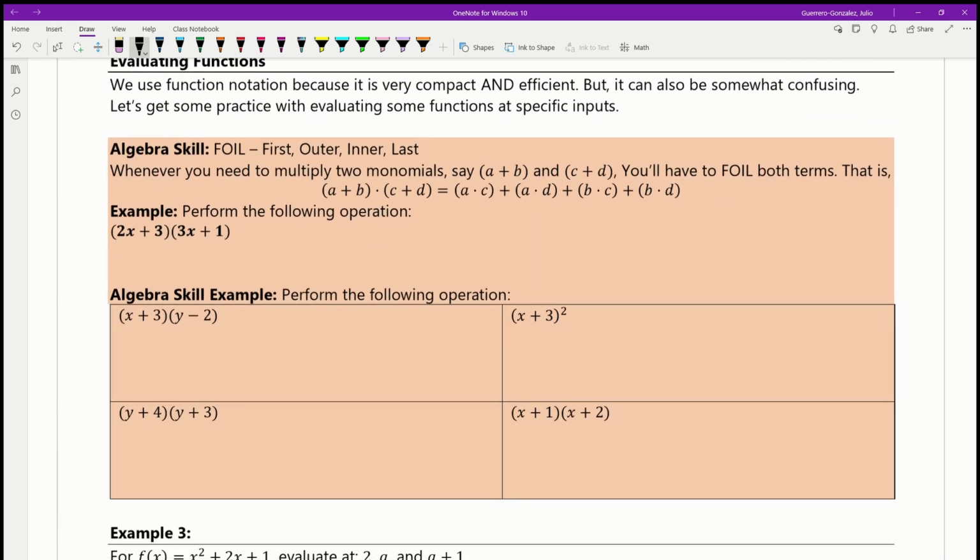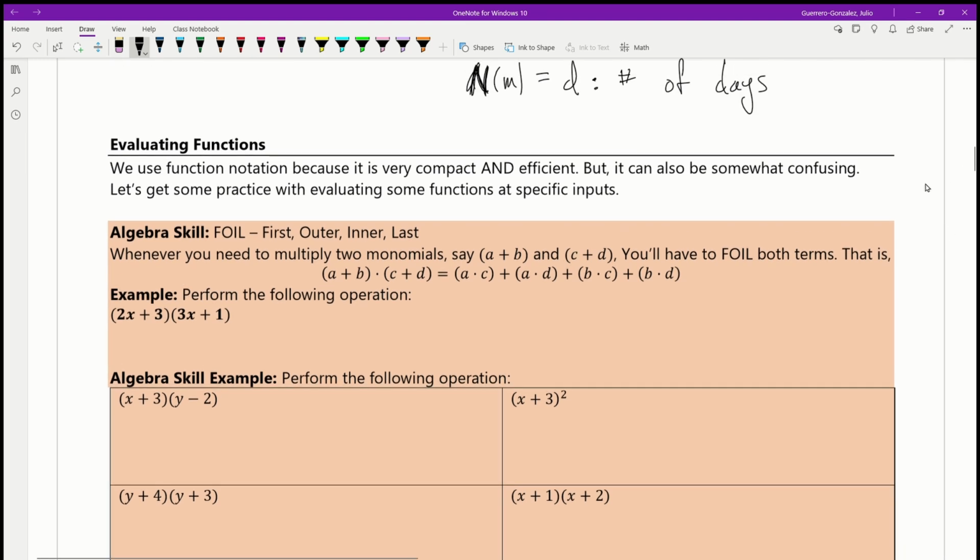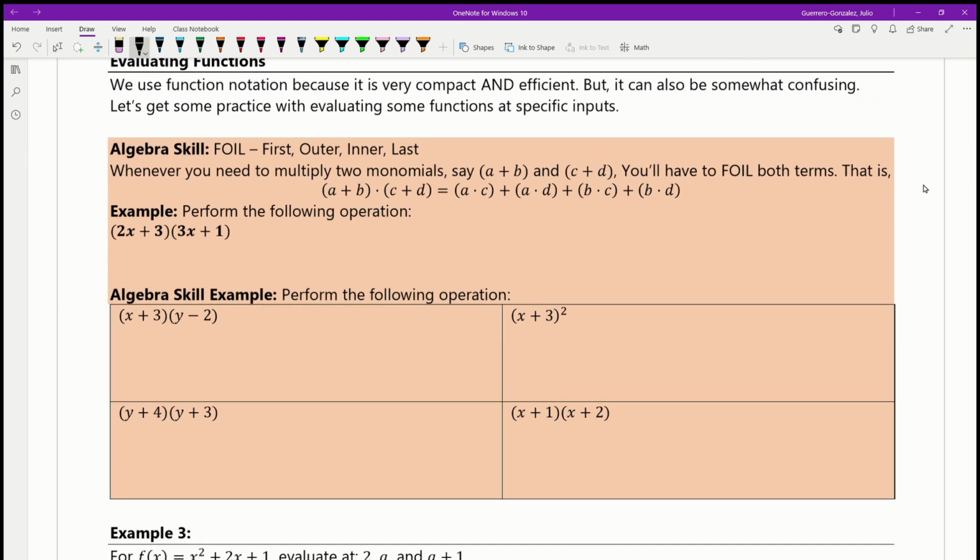Now I'm going to start throwing in mathematical notations and stuff like that. So let's go ahead and get to evaluating functions. We now know how to write functions, and it's a very compact, very efficient way of writing stuff down. But it gets confusing sometimes. We have to get through it, though. We have to get through it.